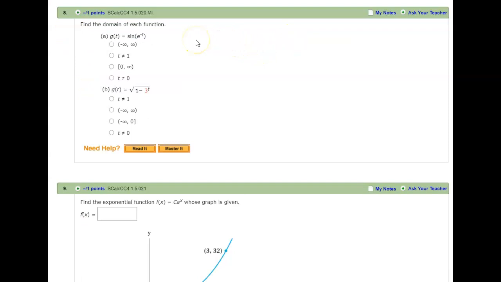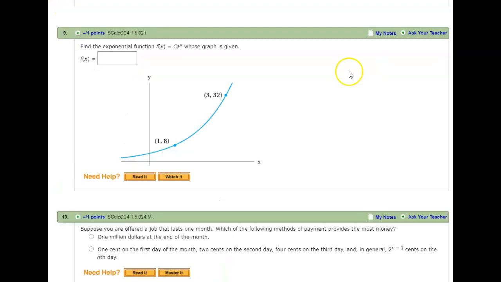From section 1.4, I believe, we talked about the domain of compositions of functions. So the e to the negative t is a nice function, domain is all reals, and the sine is a nice function, domain is all reals. So you should be able to determine easily what this is based on what you did in a previous video. The square root graph is not quite so nice, so you might actually put this in your calculator, see what this looks like.